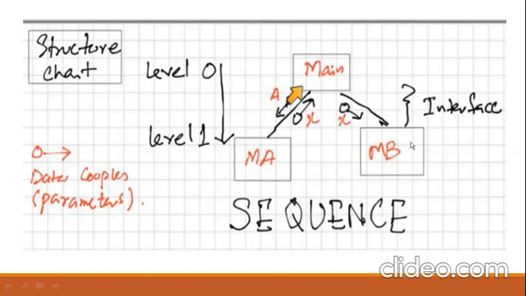Okay. And there is another term, interface. Interface means that when a submodule is called by the main module, this calling of a submodule by the main module is called an interface. Here you can see that the main module is calling submodule A and submodule B. So the main module will make use of an interface when it calls these submodules.